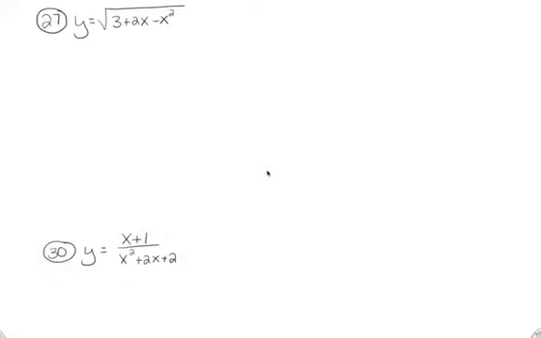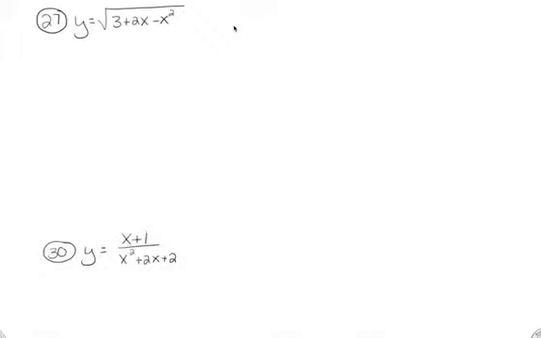Okay, so here we are on part 4 of the section 4.1 homework, and we're going to get through 27 and 30 in this one. Alright, so on number 27, I should quickly notice that it is a square root of a quadratic, and I know I can't take the square root of negative numbers, so it seems likely in this problem that we might have a limited domain that we can use.